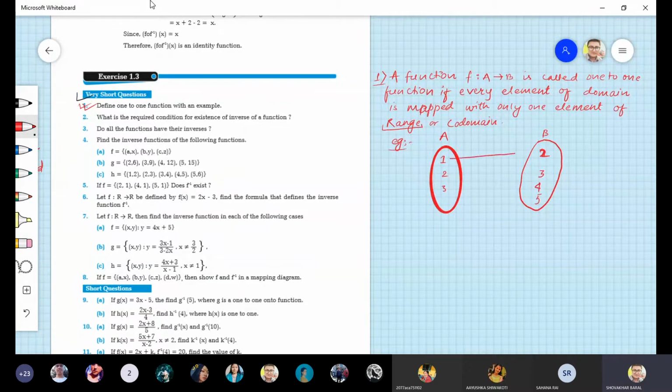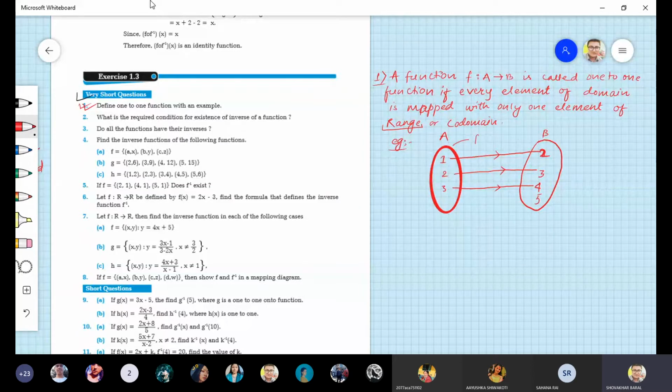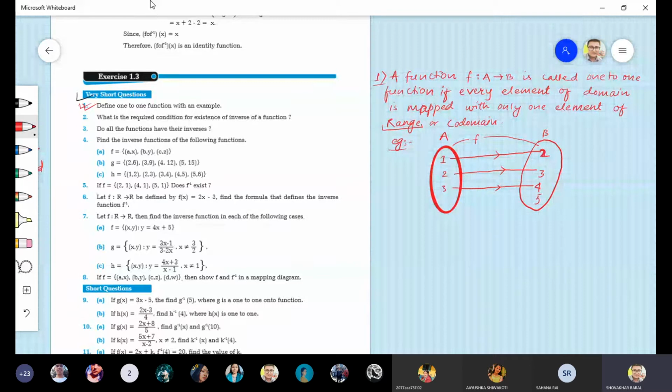Okay, so 1 mapped with 2, 2 mapped with 3, 3 mapped with 4. This is a one-to-one function. This function f defined from A to B is a one-to-one function. Yeah, 5 is left, but this doesn't matter. For functions to be into or onto, these elements also matter here.